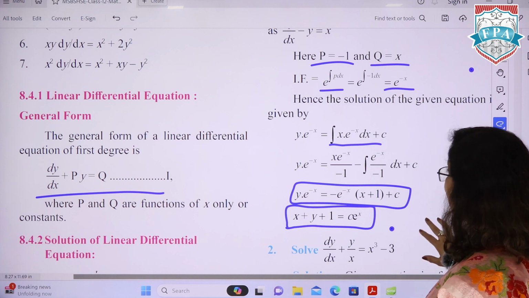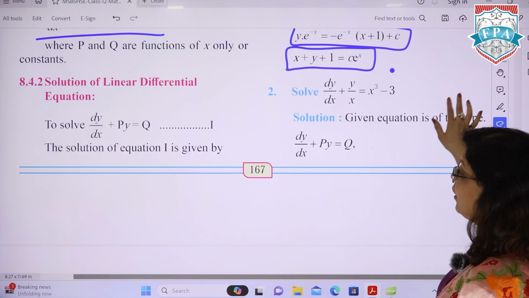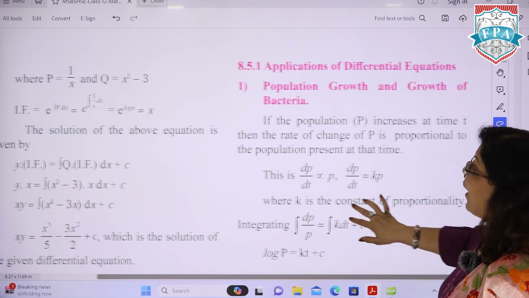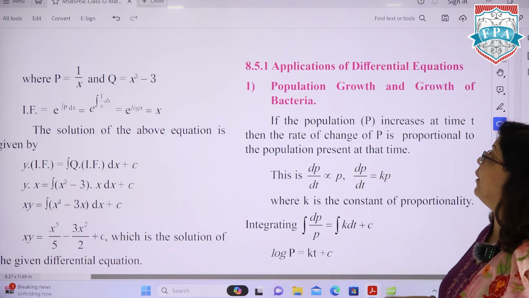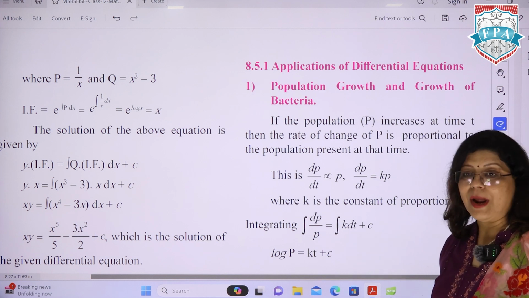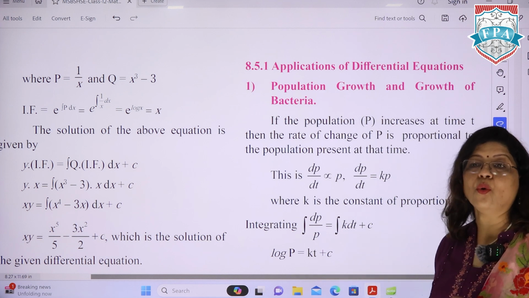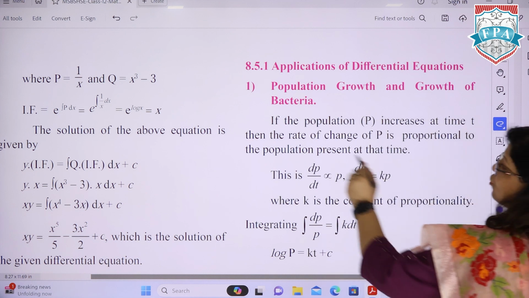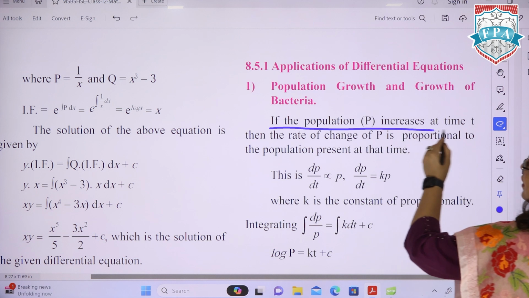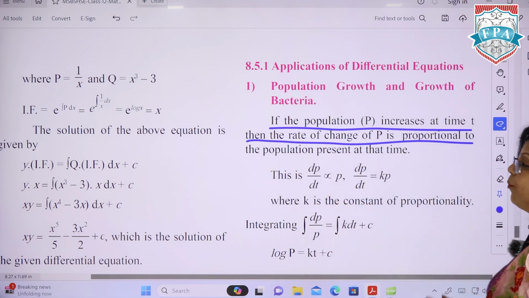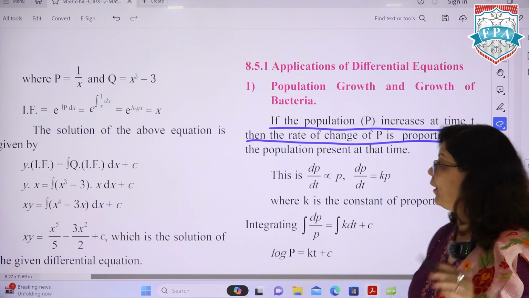Then the last part of this chapter deals with the practical applications of this. The practical applications happen in cases of, say, population growth, growth of bacteria, or where the growth rate is mentioned to you. So questions are generally like, if the population is increasing at time t, then the rate of change is proportional to the population present at that time.